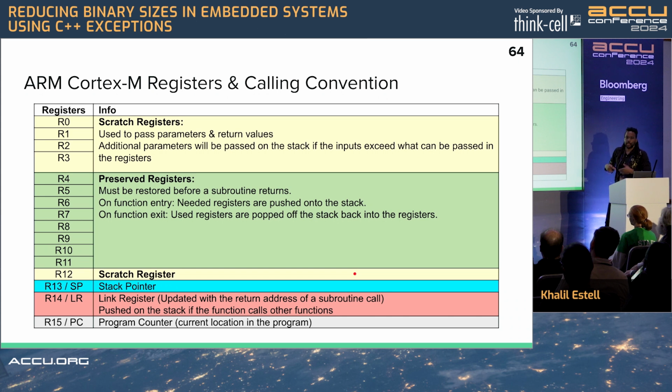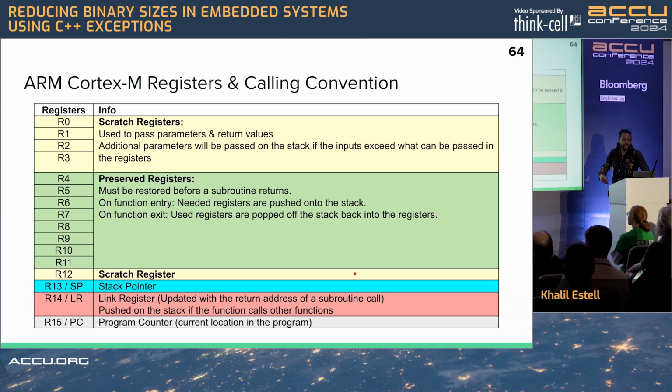R4 to R11 are the preserved registers, meaning that when a function is entered, it must save onto the stack the registers it's going to use. And when it exits, it's going to pop those registers back into their respective locations. R12 is supposed to be our scratch register. I have no idea what it's used for, so I'm not going to talk about it. R13 is the stack pointer. R14 is the link register.